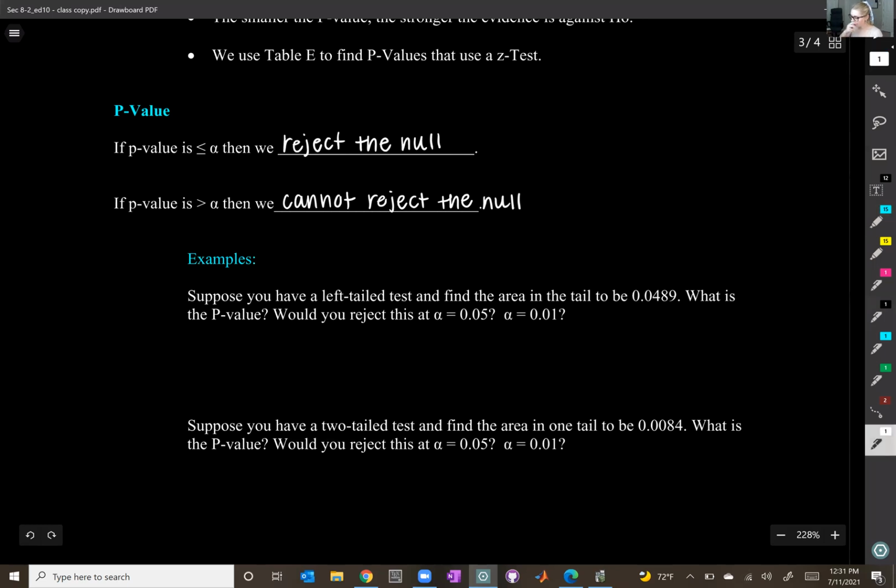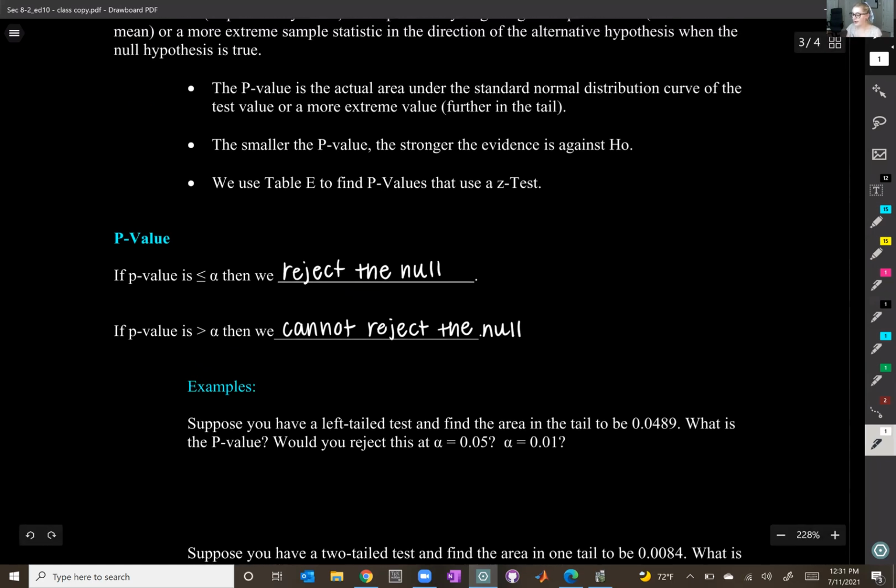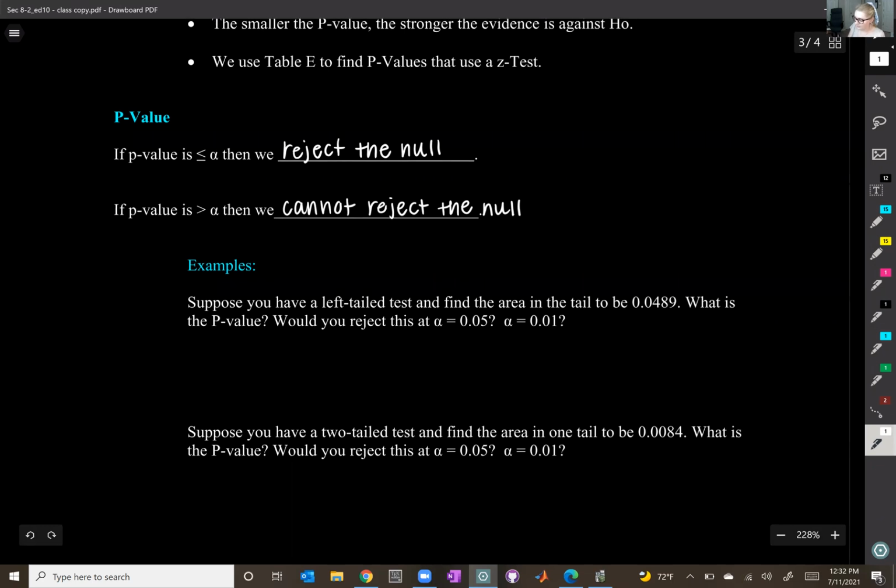Okay. Our first example says, suppose you have a left-tailed test and find the area in the tail to be 0.0489. What is the p-value? Remember up here we defined the p-value as actually the area in the tail. So if you're doing a one-tailed test and you find the area in that tail, that is your p-value. That's not too bad. We're given the area in the tail. So in this case, our p-value is going to be 0.0489. You'll see how to find that area in the tail in the next example, but just for now, take that area in the tail to be 0.0489.